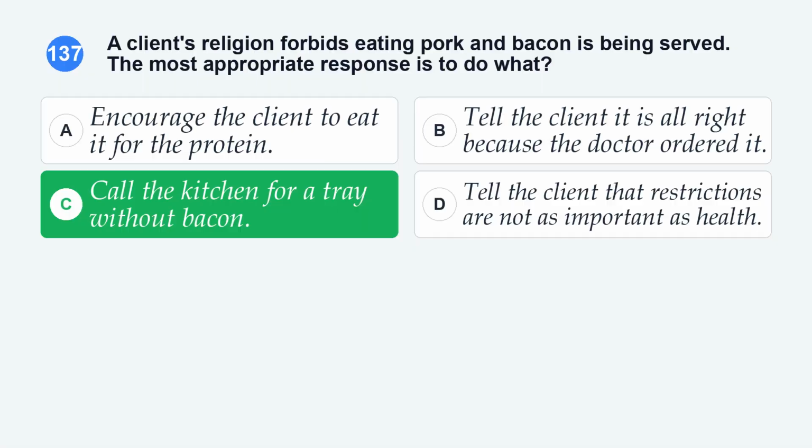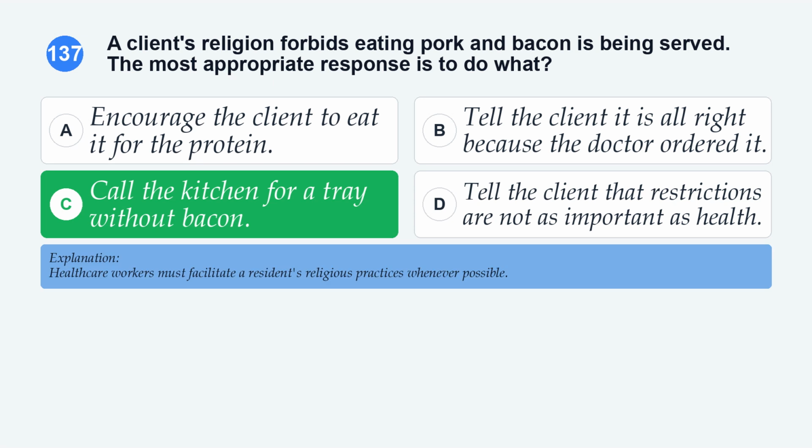The correct answer is option C. Call the kitchen for a tray without bacon. Explanation. Healthcare workers must facilitate a resident's religious practices whenever possible.